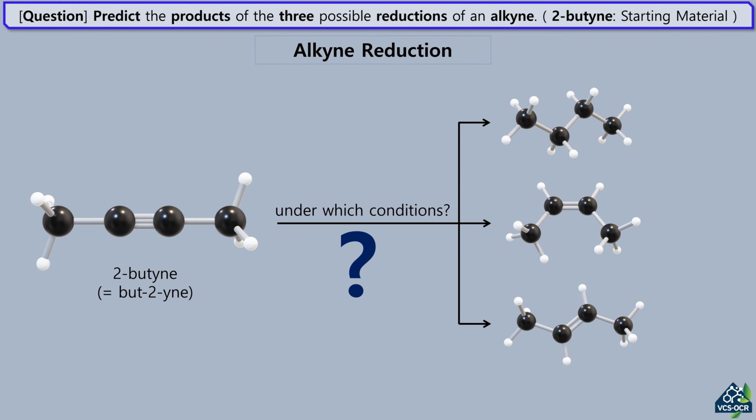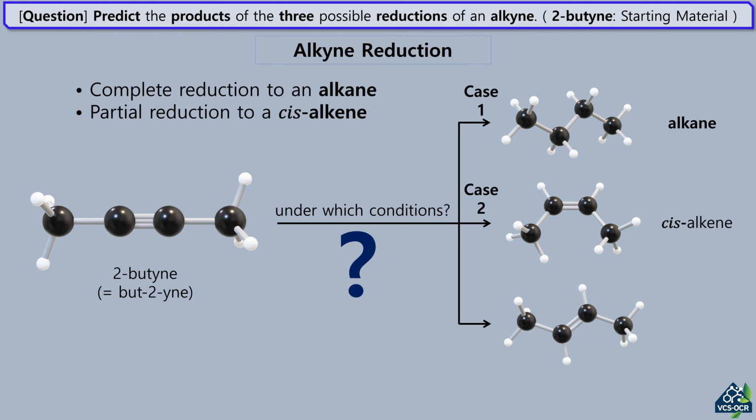Because alkynes can undergo two sequential reductions, we have three possible outcomes, depending on the reagents we choose. Complete reduction to an alkane, partial reduction to a cis-alkene, partial reduction to a trans-alkene. We will learn how to control these outcomes and, in particular, examine the mechanism responsible for forming the trans-alkene.